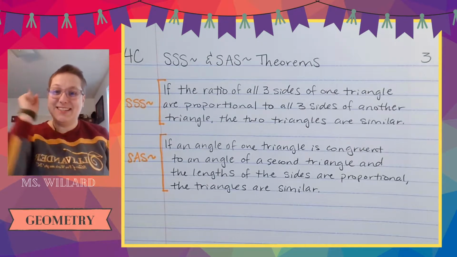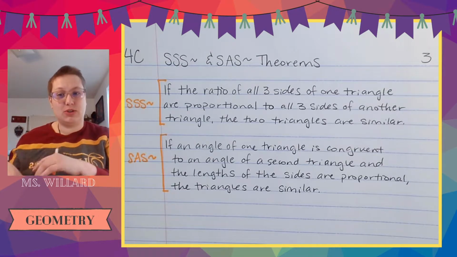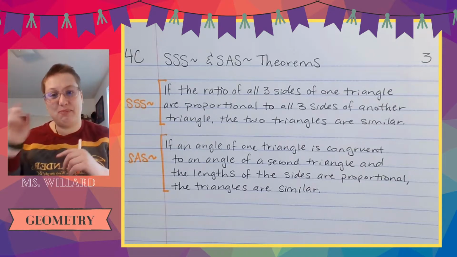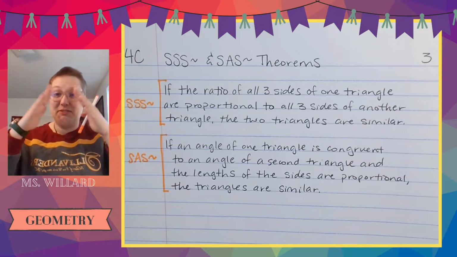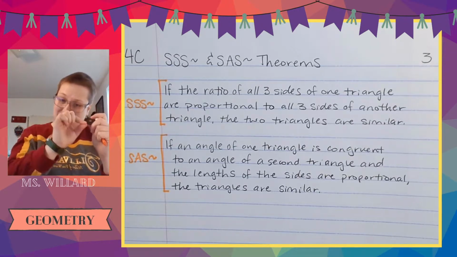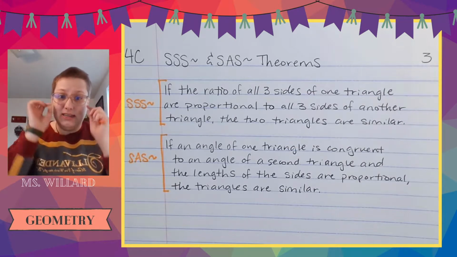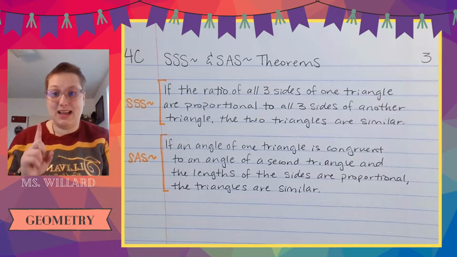Okay, so the first one is the side-side-side similarity theorem. If the ratios of all three sides are proportional to all three sides of the other triangle, then those two triangles are similar. This is kind of what we saw last time. And then side-angle-side says that if I have an angle and the two sides flanking it, just like in chapter 3, side-angle-side, then those two triangles are similar as well. So I have two more options other than the AA similarity theorem.